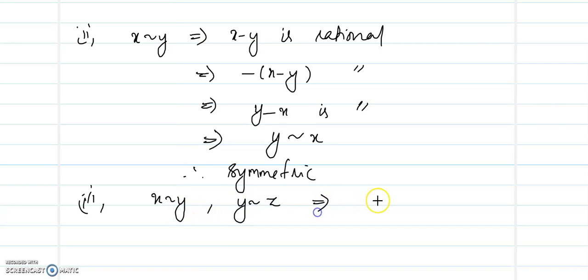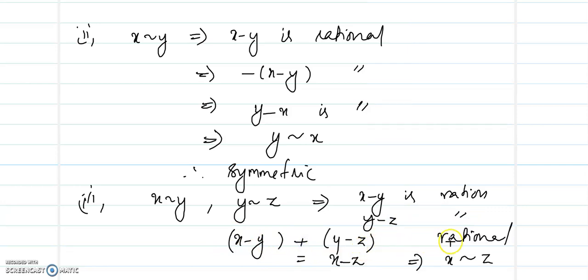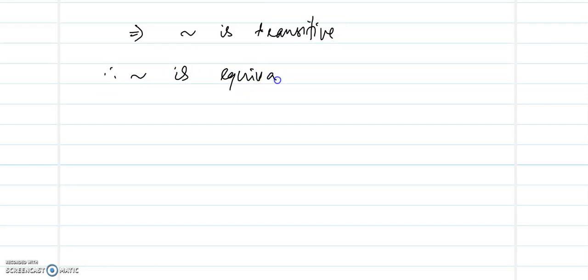The third condition will be: you are given x is related to y and y is related to z. That implies x minus y is rational, and y minus z is rational. So when you take x minus y plus y minus z, that will be equal to x minus z. The sum of two rational numbers is again a rational number. So x minus z is rational. So we can conclude that x is related to z. So that implies the relation is transitive. Therefore the relation is an equivalence relation.